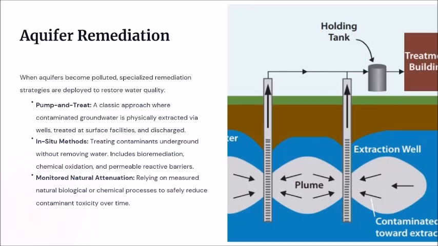Aquifer remediation. When an aquifer is contaminated, we rely on remediation strategies. Pump and treat is the classic approach, extracting polluted water, treating it at the surface, and discharging it. In situ methods treat the water underground without removing it, using introduced bacteria or chemical oxidants. Finally, monitored natural attenuation relies on measuring naturally occurring biological processes to safely break down the contaminants over time.